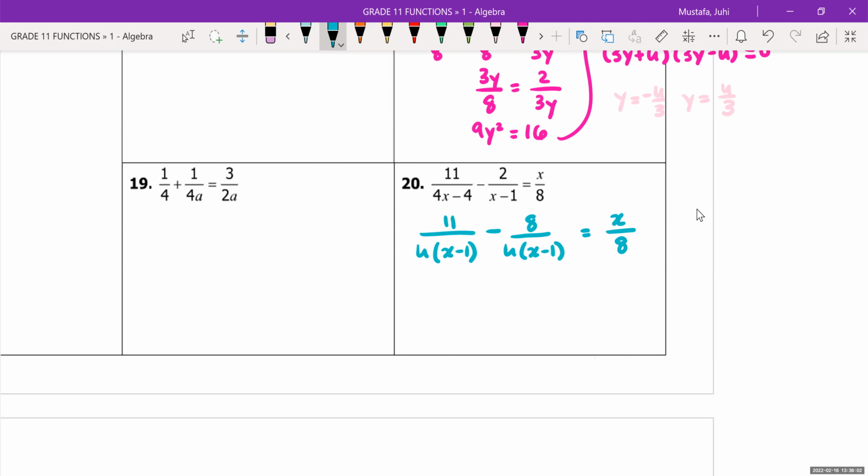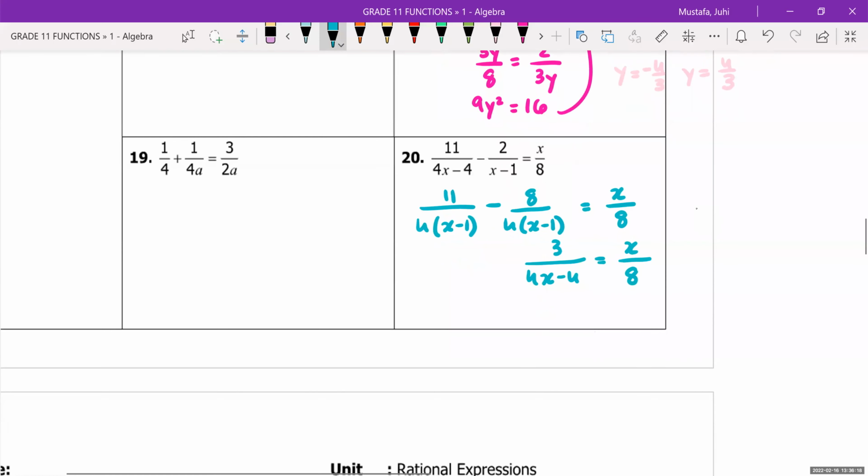Okay, 11 take away 8 is just going to be 3. Now, really, in this question, we don't have to have it in factored form. We could redistribute it to just be 4x minus 4 is equal to x over 8. Everyone follow how I did that? I found a common denominator, then I just subtracted 11 by 8, and now I'm going to cross multiply.